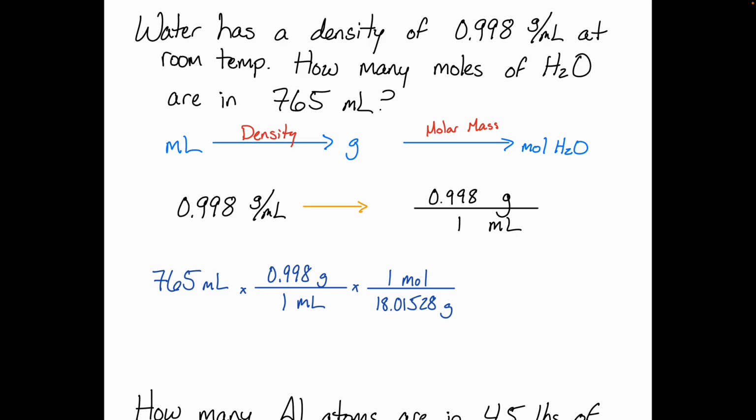Okay, so punch this into our calculator. That 765 milliliters is 42.3790 moles of water. And then I'm going to do my sig figs. Both my milliliters and my density have 3. That's going to limit me to 3. So 42.4 moles. Boom.